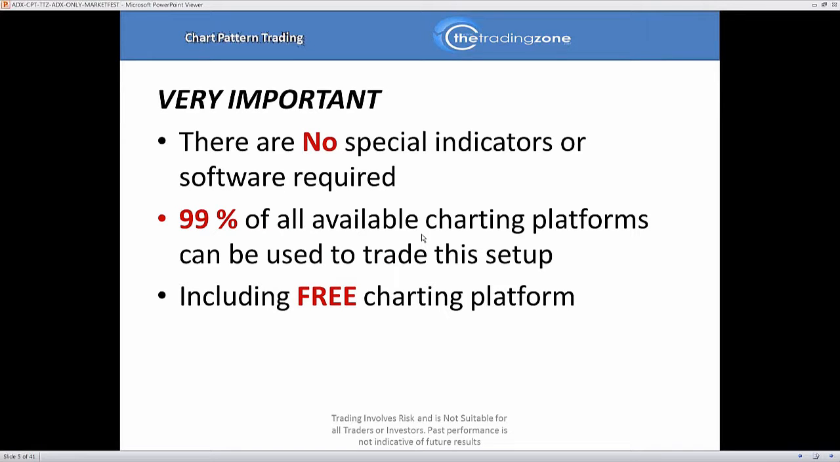So I have no indicator to sell you. You can pick up this indicator on just about any charting platform. I say 99% because I've yet to see a platform that doesn't have it, but I'm sure somewhere out there there's a platform that doesn't include it. But by and large, everything I've come across has this indicator, and this is one of my own fundamental beliefs. And so I just wanted to share that with you.